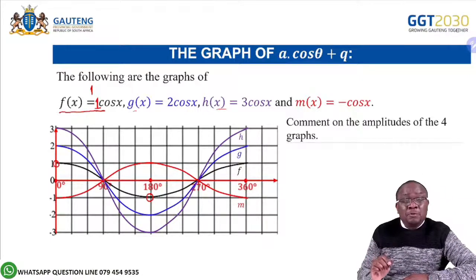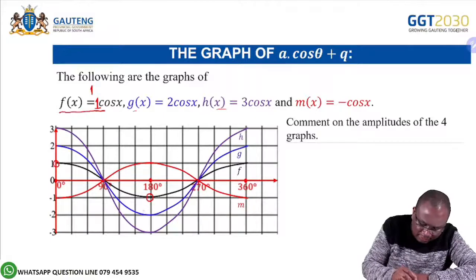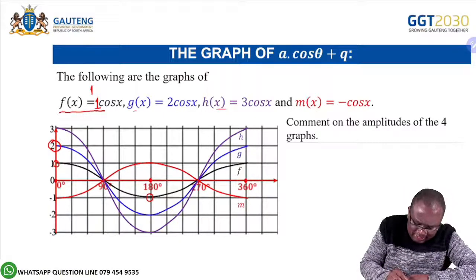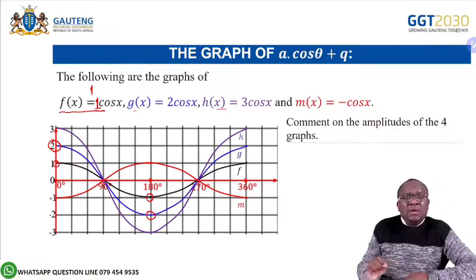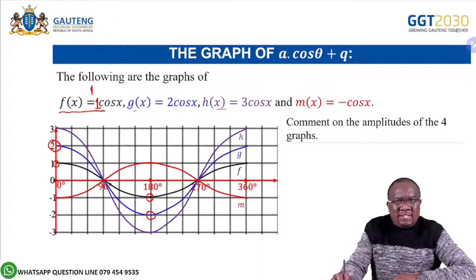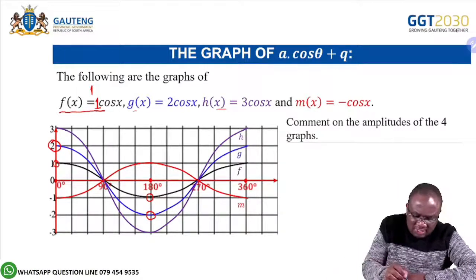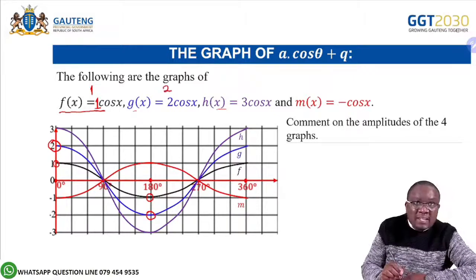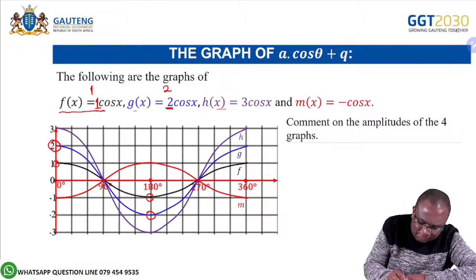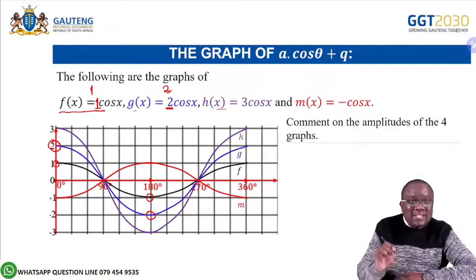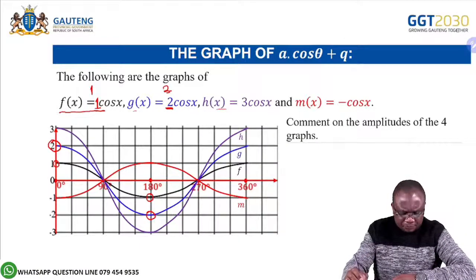Let's go to the blue graph. The maximum is 2. What is the minimum? -2. What is 2 minus -2? That is 2 plus 2, which is 4. Then 4 divided by 2 is 2. Do you see that the amplitude is 2? And there's a connection between the amplitude here and the value of A here. The A is the coefficient of cos x.